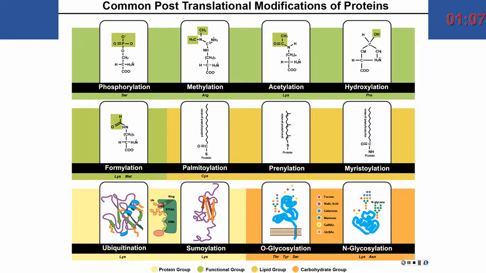Then the formylation becomes really important, because remember that fMet that we talked about when we talked about translation, and how we have to start with a specific methionine to get our right reading frame. Well, this is where that fMet comes from. So that's a formylation event. That's a post-translational modification.